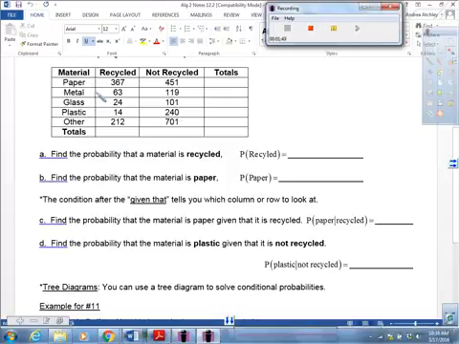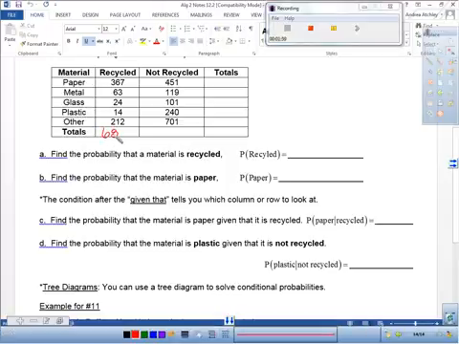Okay, Jaleel, what'd you get for the total of all the recycled stuff? 680? Do we agree, class? Okay. Jodine, what about the non-recycled stuff? 1,212. Class, do we agree with that? Okay, good. Cameron, what about this total? 818.